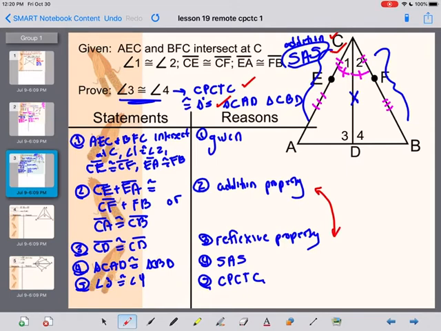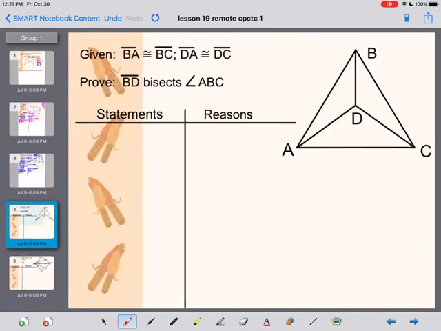Because a lot of kids always ask me, how do I know the order that you put them in? Sometimes order matters and sometimes it doesn't. For steps 2 and 3, the order isn't so important, but both those steps have to happen before steps 4 and 5. I'm going to give you guys a moment. Why don't you see if you could figure something out for this proof? See if you can determine the way that we're going to prove that BD bisects angle ABC.